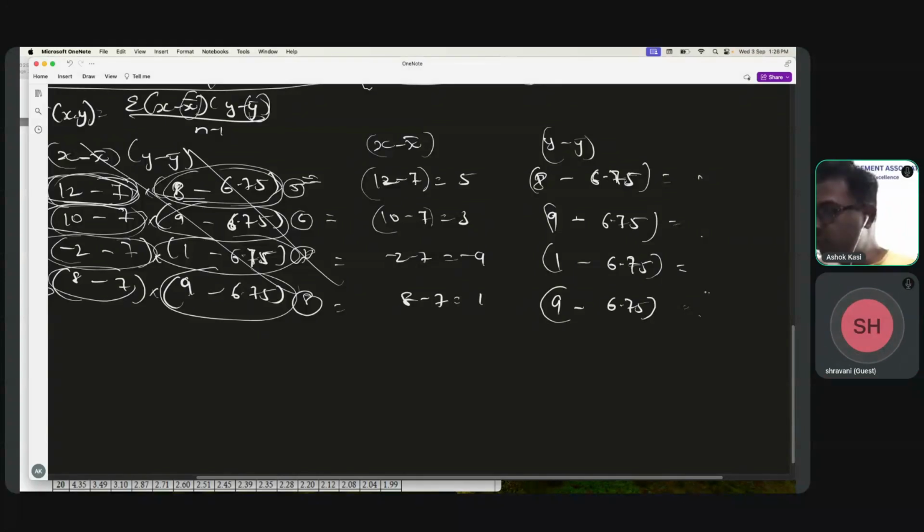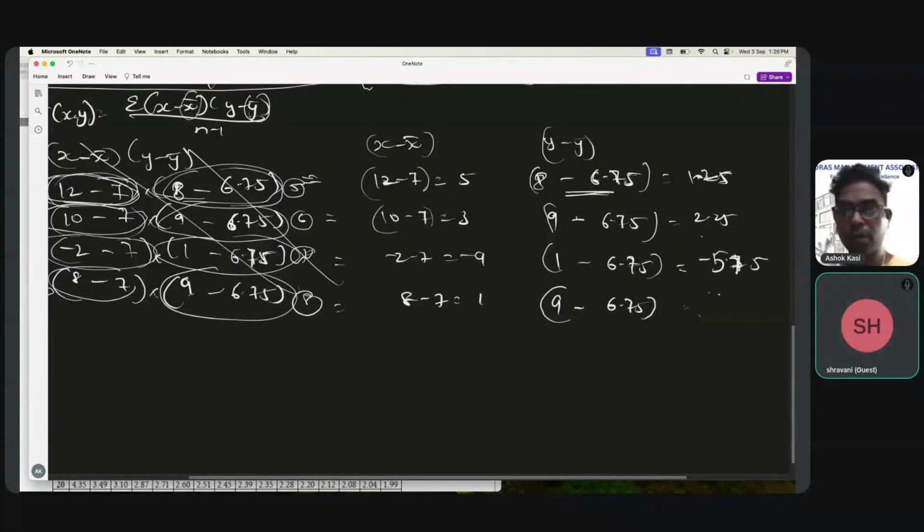Overall, you have calculated. So what is this? 8 minus 6.75 is 1.25. Then 2.25. Then minus 5.75. And this is also 2.25.